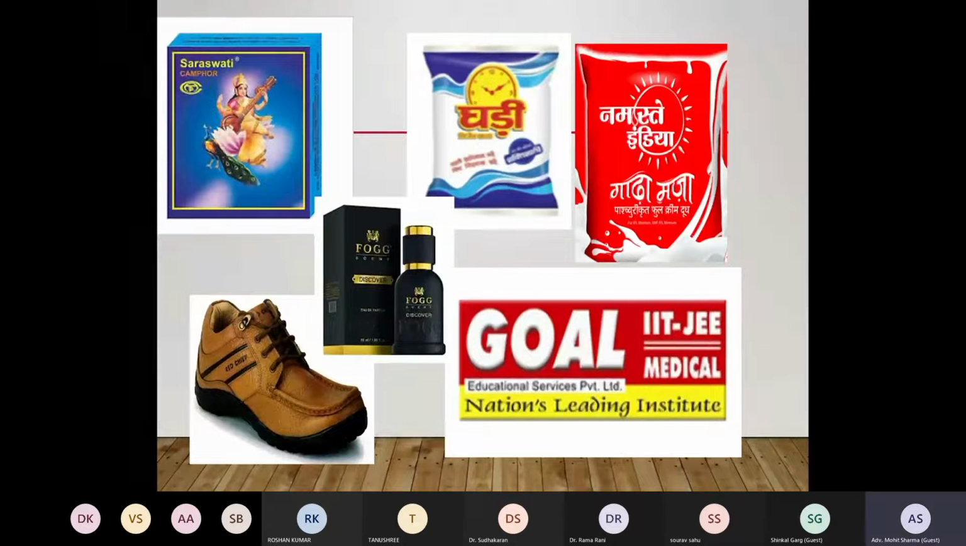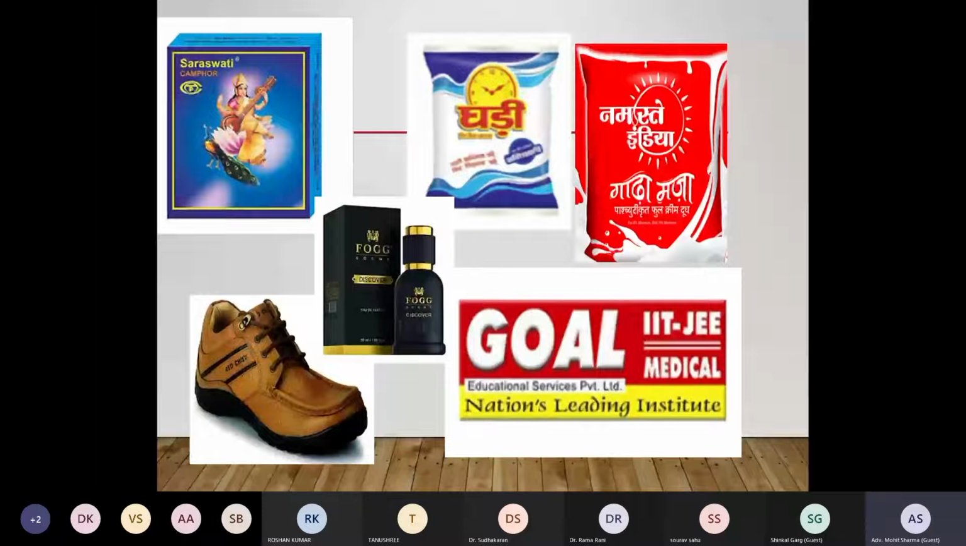So these are the examples of trademarks. Here on the screen, you can see some of the well-known labels of some brands. From the left-hand side, extreme left, you can see one product of Camphor, that is Saraswati Camphor. So here you can see the word Saraswati is a trademark, and you can also identify the letter R that denotes the registration is there, and the whole artistic feature, which is Goddess Saraswati, and the color combinations of this product become part of the artistic feature and are eligible to be registered as a copyright.